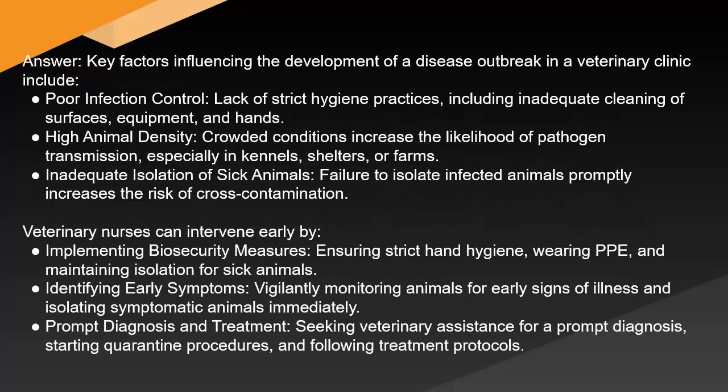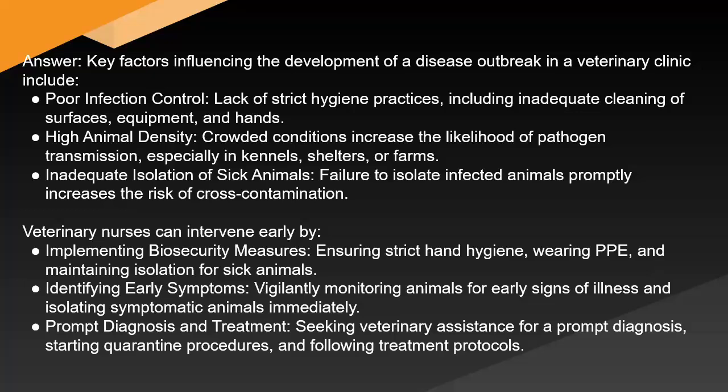Answer: Key factors influencing the development of a disease outbreak in a veterinary clinic include poor infection control, lack of strict hygiene practices including inadequate cleaning of surfaces, equipment, and hands, and high animal density. Crowded conditions increase the likelihood of pathogen transmission, especially in kennels, shelters, or farms. Inadequate isolation of sick animals: failure to isolate infected animals promptly increases the risk of cross-contamination.